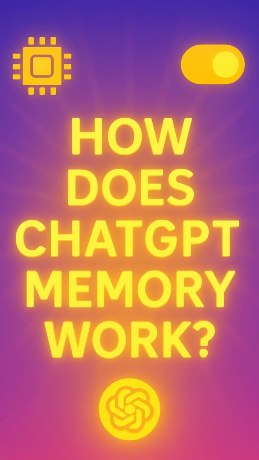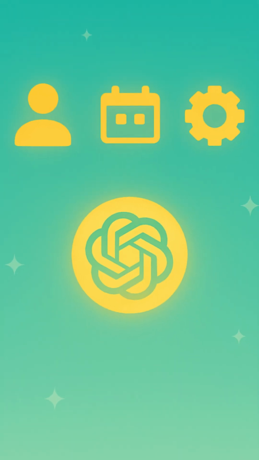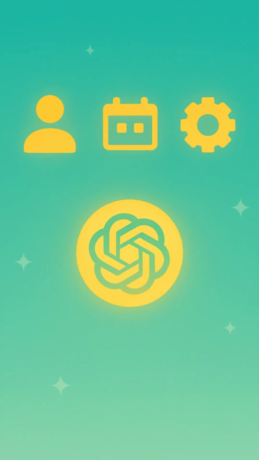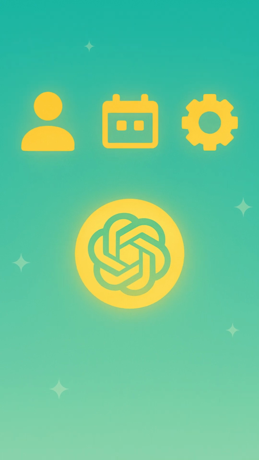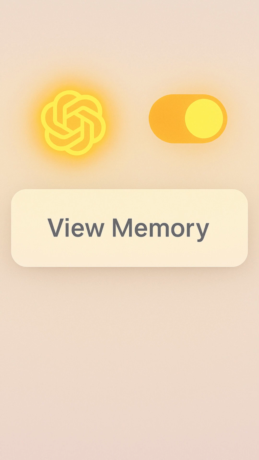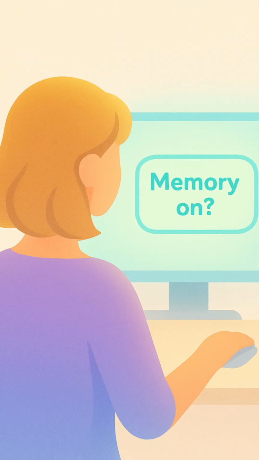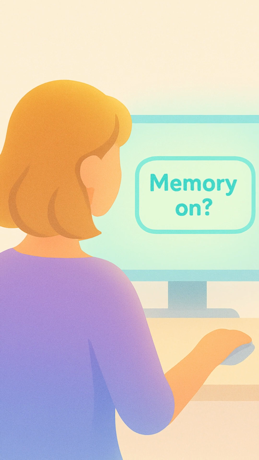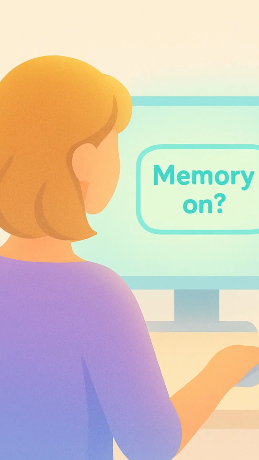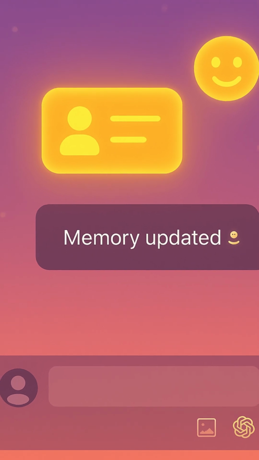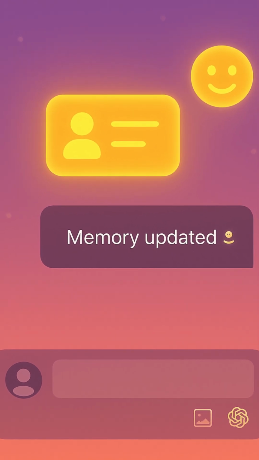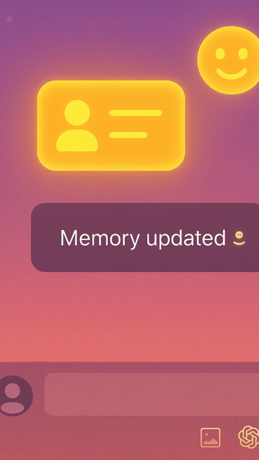Memory in ChatGPT helps it remember things you've told it, like your name, your preferences, or what you're working on. But what exactly does it remember and when? Memory starts turned off. You decide when to turn it on. When it's available, you'll get a prompt asking if you want to enable it, and nothing is saved unless you agree. Once it's on, ChatGPT tells you whenever it remembers something new with a message like updated memory.